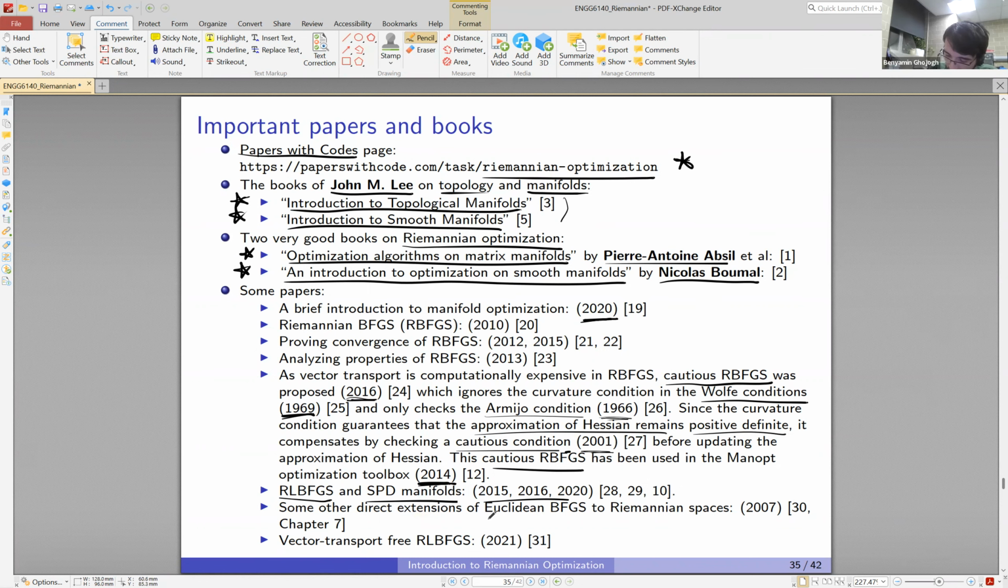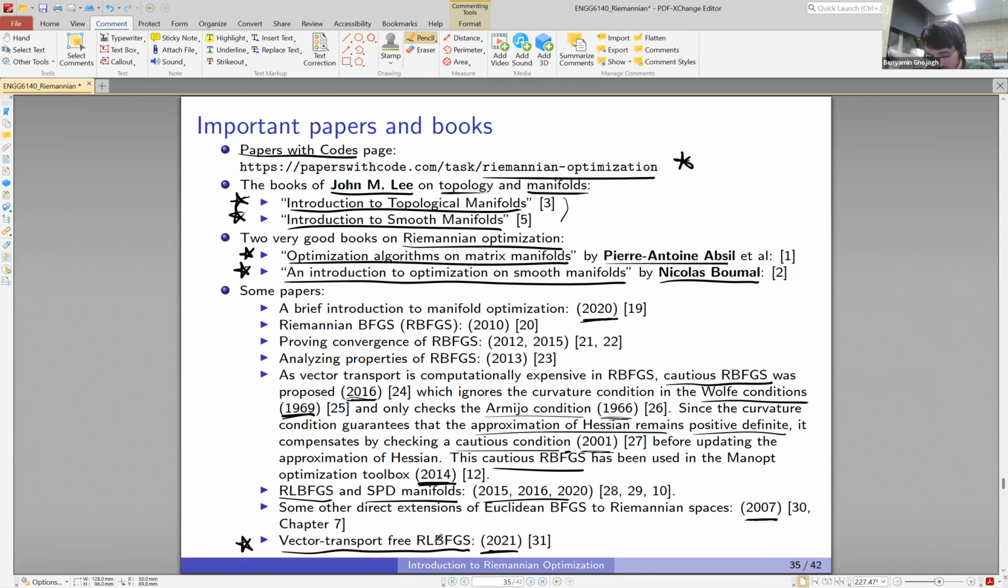Some other extensions of Euclidean BFGS to Riemannian spaces. There is a thesis in 2007 in a university in Australia, which also talks about some direct extensions of Euclidean BFGS to Riemannian BFGS. See the reference 30, chapter 7. Also, vector transport free Riemannian LBFGS in 2021. This is our own paper. I wrote this paper. We proposed this method with my friend Reza Godaz and also with Professor Reshad Hosseini at the University of Tehran and some other co-authors.